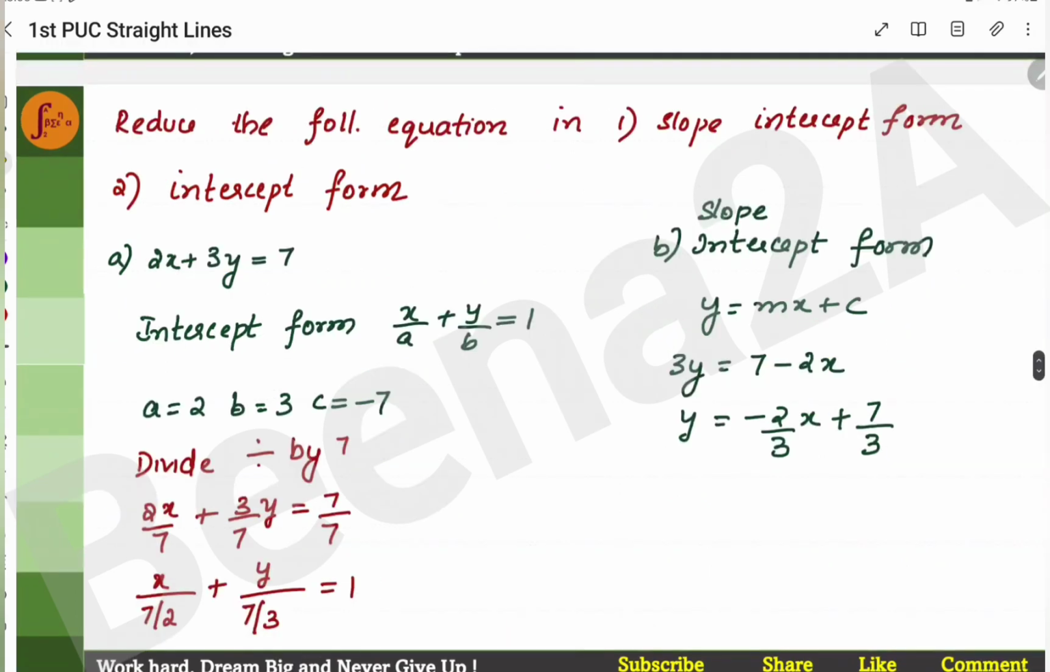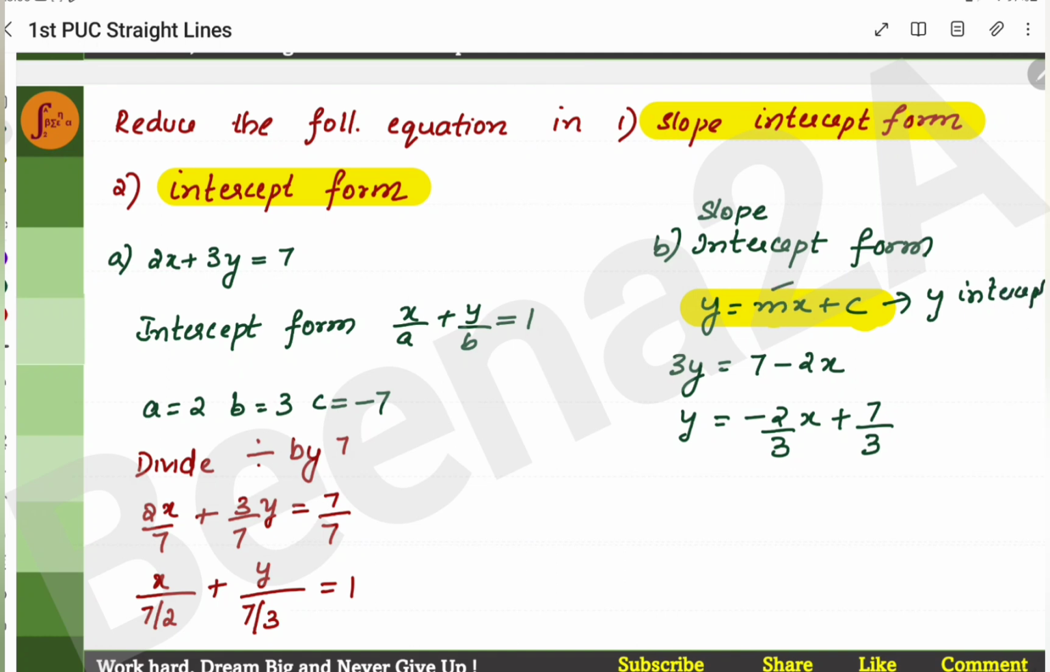Now let's look at another example. Reduce the following equation to slope-intercept form and to intercept form. Now what is slope-intercept form? Slope-intercept form is this one. You have the slope, remember, and the c is nothing but the intercept. The c is the y-intercept and m is the slope. So whenever they say slope-intercept form, we'll have to use this equation. And if they say intercept form, what is it? x by a plus y by b is equal to 1. So this is the intercept form, this is the slope form.